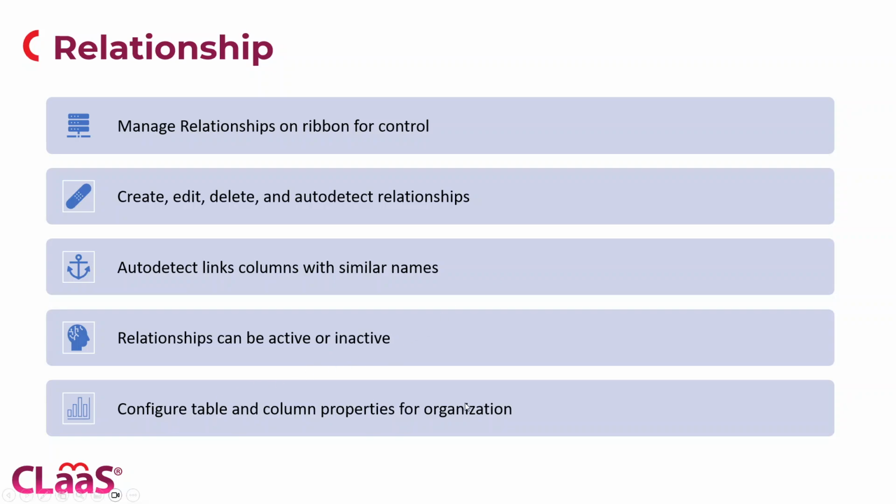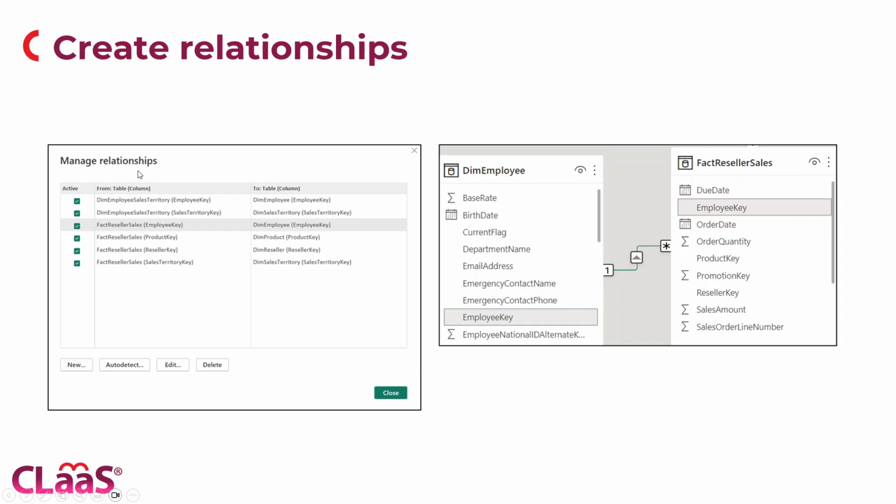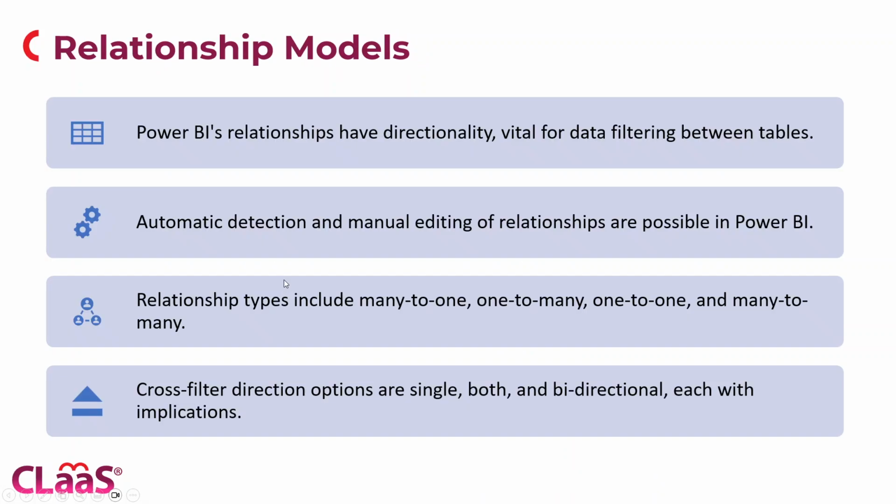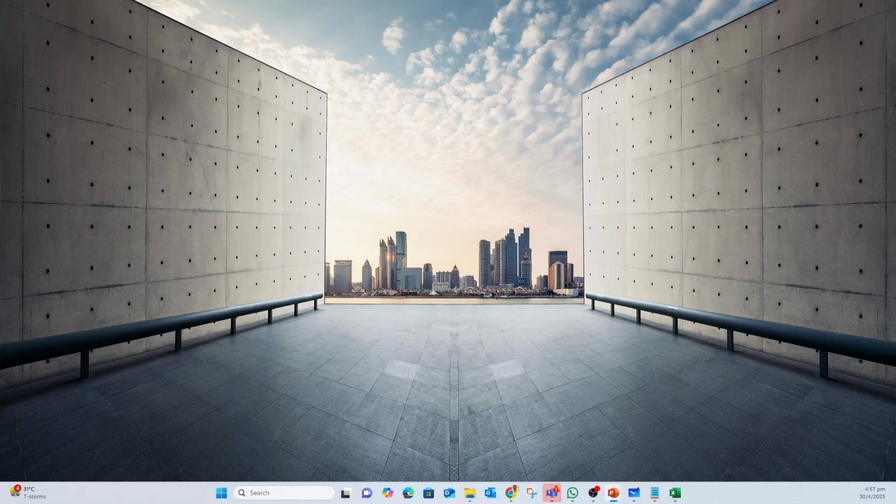Configure table and column property for the organization. This is to manage relationship just now. You can choose the table from the left and the table on the right side, the column name and then the relationship type. So you can deactivate by unchecking the checkbox in the relationship. So it makes the relationship become inactive. You can also delete, if you don't use it. So later in the assignment 2B, you're going to do that.